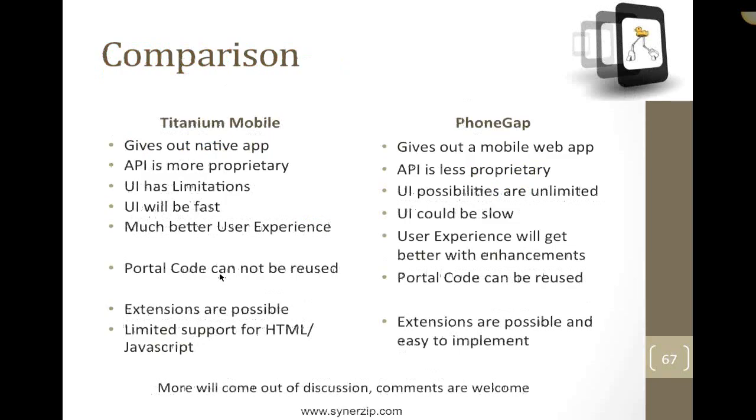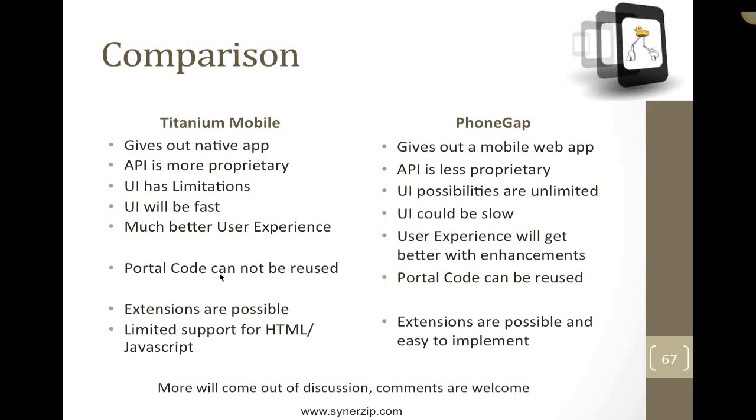Lastly, reaching the comparison part. So when I compare these two frameworks, Titanium has the advantage that it gives us native applications, which is very nice. PhoneGap gives us a mobile web application, that's what I would say, which can use native features. In Titanium, the API is more proprietary because even the UI code is proprietary to Titanium. In case of PhoneGap, the API is less proprietary because for the UI, I'll be sticking to HTML5 and JavaScript. And only to access the phone features, I'll use PhoneGap APIs.